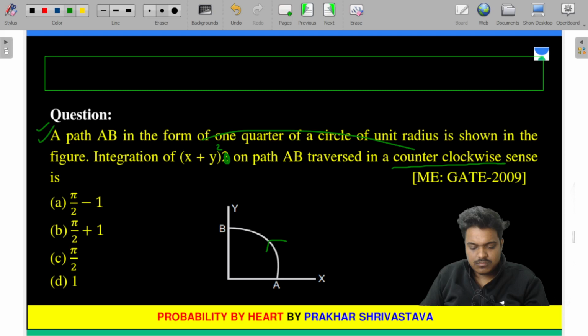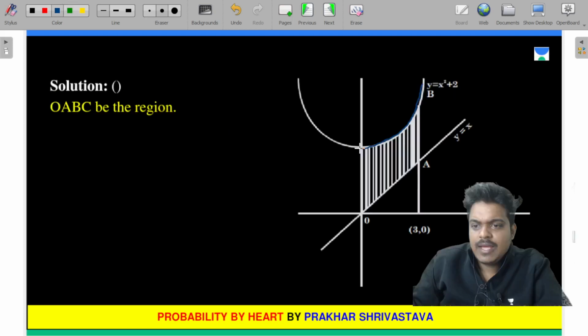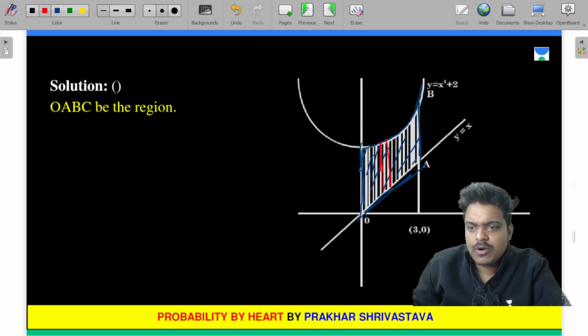So if you try to draw it, y is equal to x square by 2, this blue line. This is x is equal to 0, this is x is equal to 3, and this is y is equal to x. You need to actually calculate the area that is within it. Simple. So you can take any parameter. Here y is varying from x to x square plus 2, and x is varying between 0 to 3.